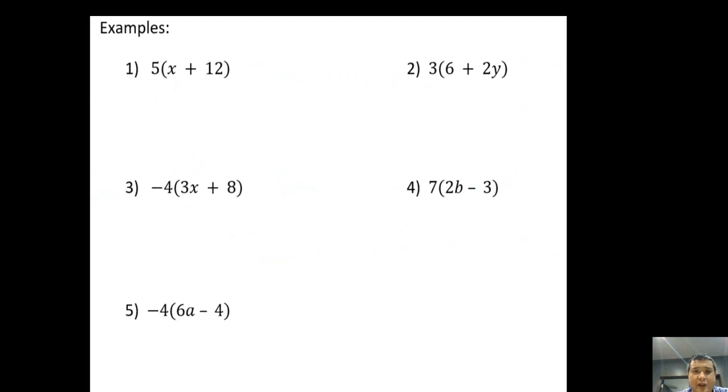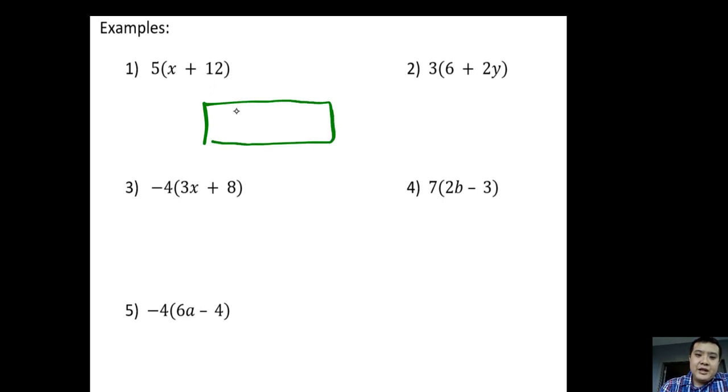So let's go ahead and try some of these right here. Here, what we have is 5 times (x plus 12). So we're going to make our little boxes right here and say that we have a height of 5 in a box that has lengths of x and 12. So this is going to be 5x, and then the area of this rectangle is 5 times 12, which is 60. So our final answer is going to be 5x plus 60.